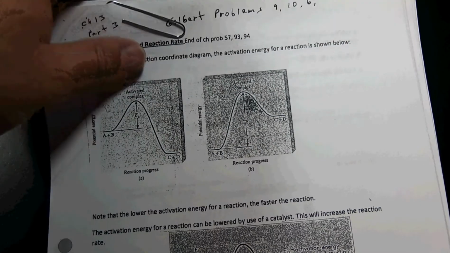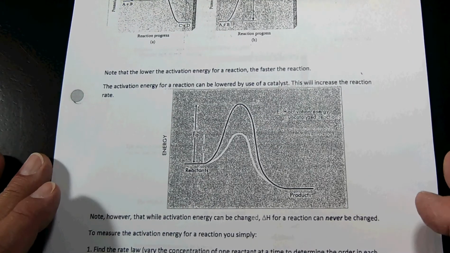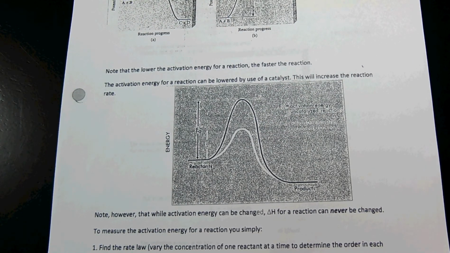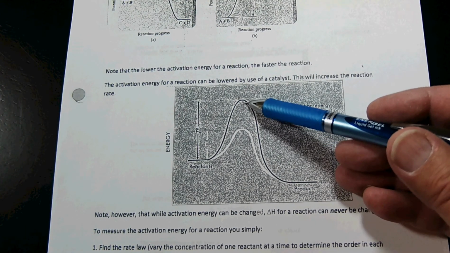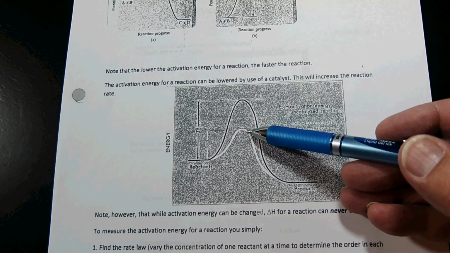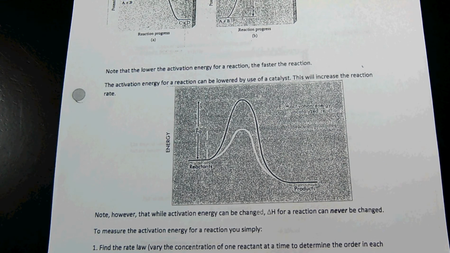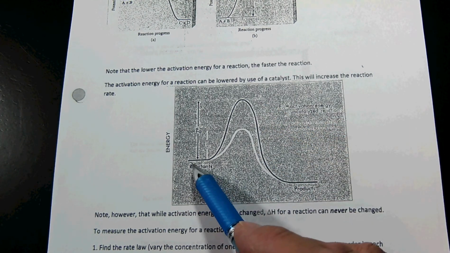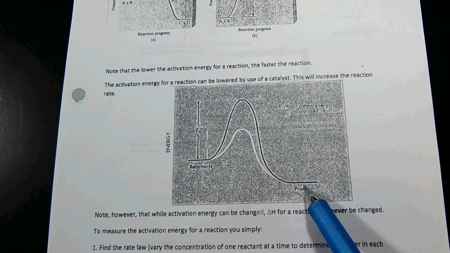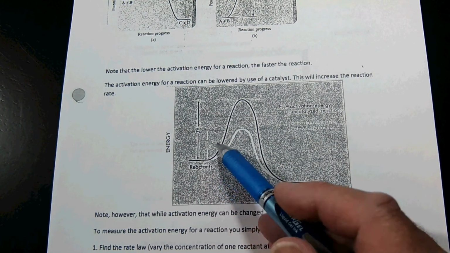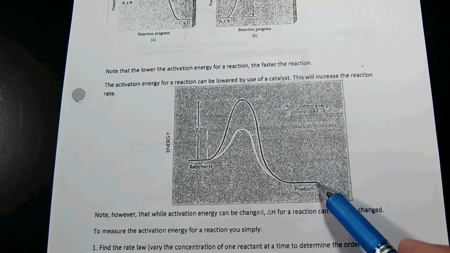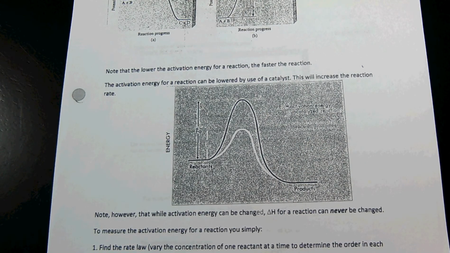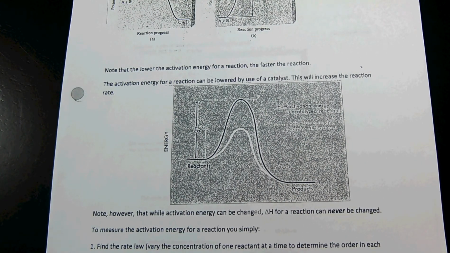Now, you all know that catalysts make reactions go faster. All a catalyst really does to make a reaction go faster is lower that activation energy. So in the presence of a catalyst, the activation energy is lower, and let's face it, climbing a small mountain goes faster than climbing a high mountain, and that's why catalysts work the way they do.